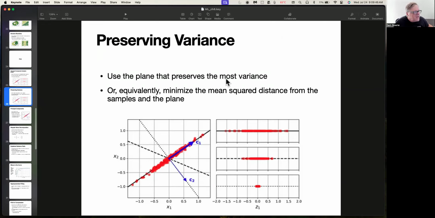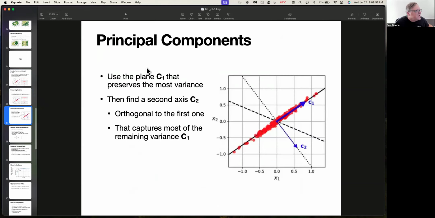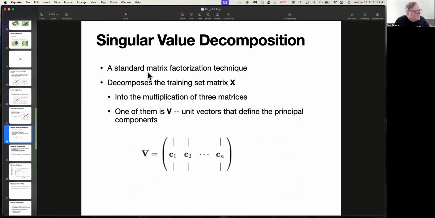So you find the plane that preserves the most variance, or another way to look at it is you minimize the deviation from the plane. These are equivalent ways to express the same thing. That's the principal component. So you find the plane that captures the most of it, then you subtract out that information, and then you find a second axis orthogonal to the first one that captures most of the remaining variance, and you can continue this way as long as you like to have as many principal components as you need. All right, and you can express this mathematically as a matrix factorization technique.